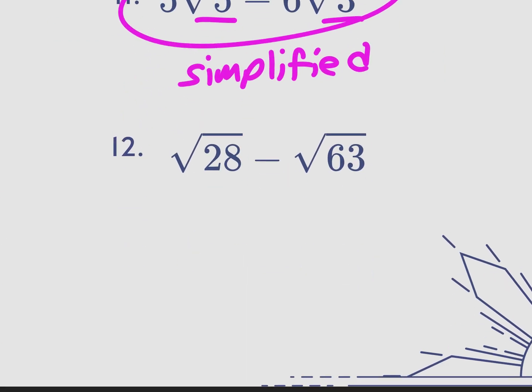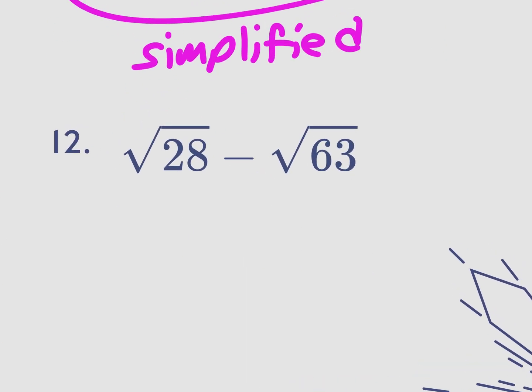All right, number 12, and then we're done. Are those two the exact same numbers? No. Okay, so let's see if we can break them down. What can I break 28 into? Okay, 4 times 7, agreed. What about 63? 7 and 9, very good.